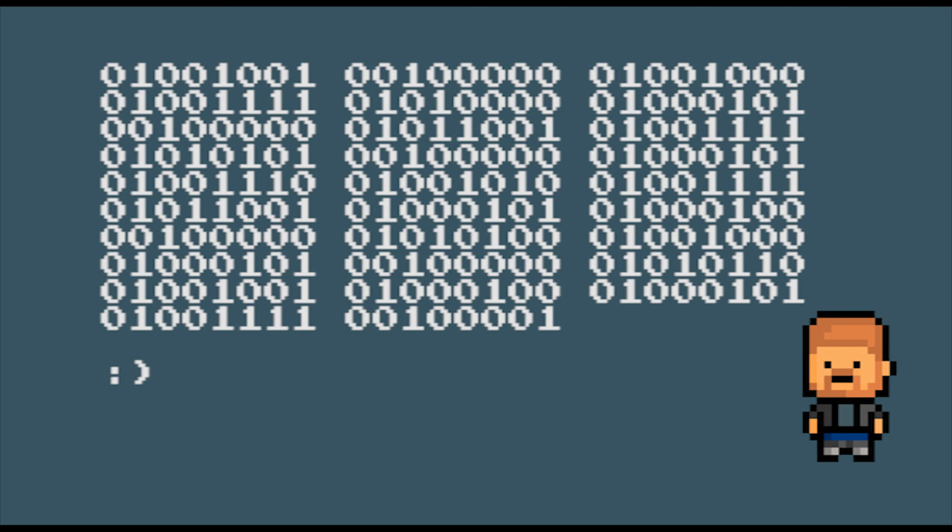So there you have it, data storage in a nutshell. Of course, there is a lot more to it. This is just a simple introduction to get you started.